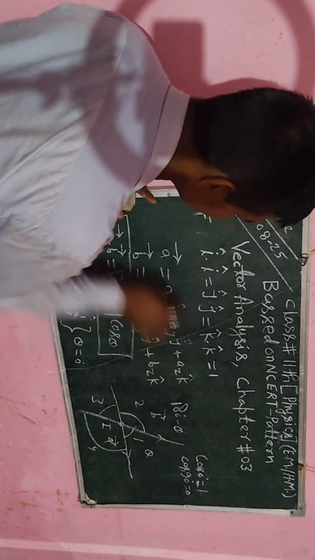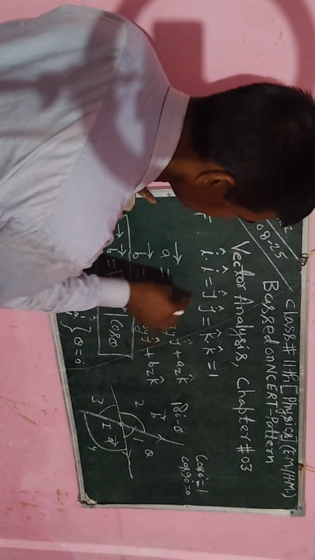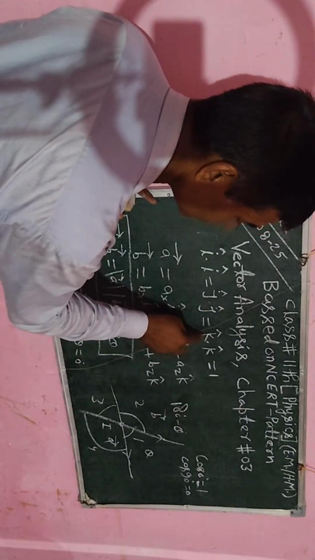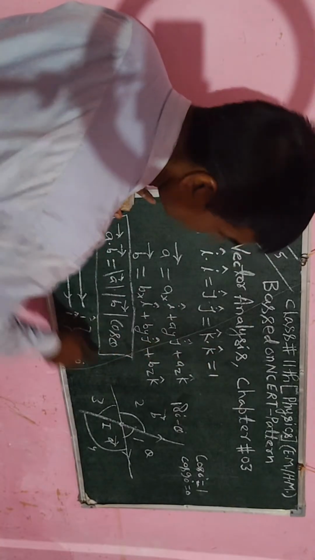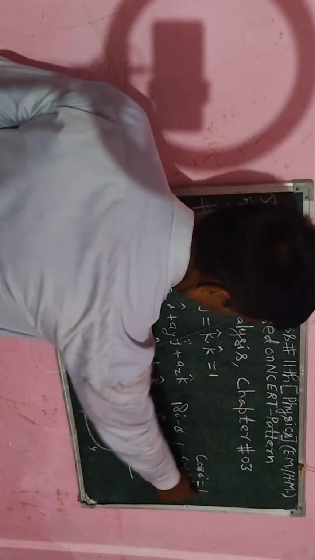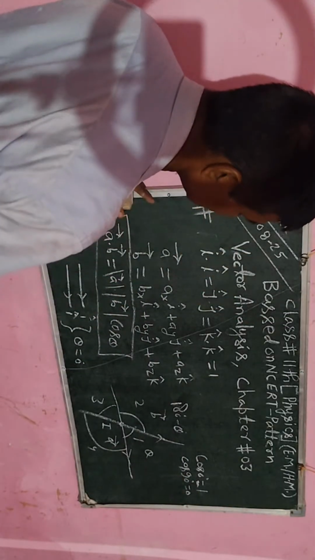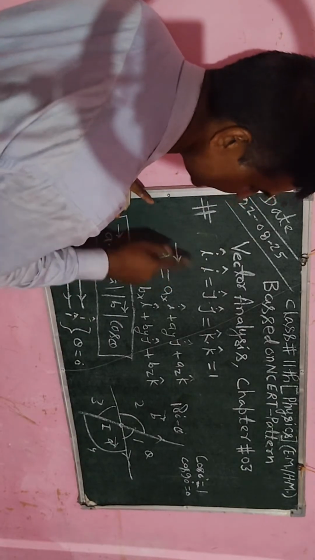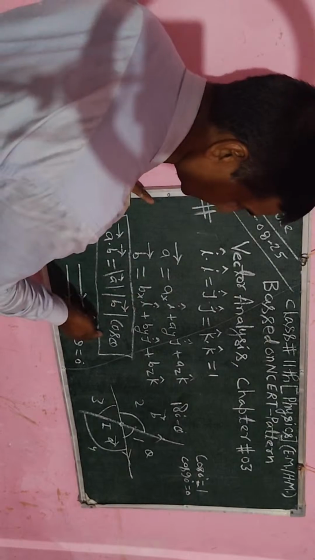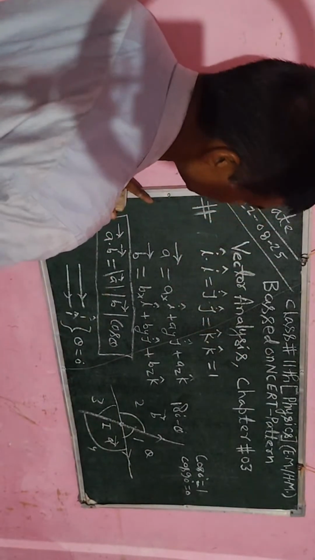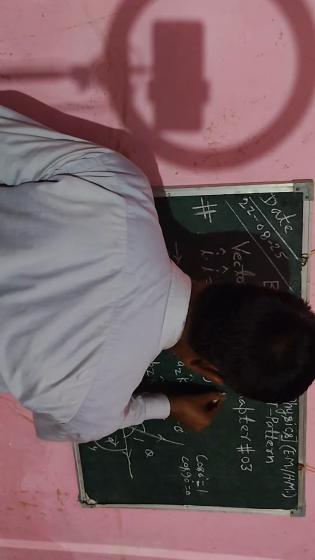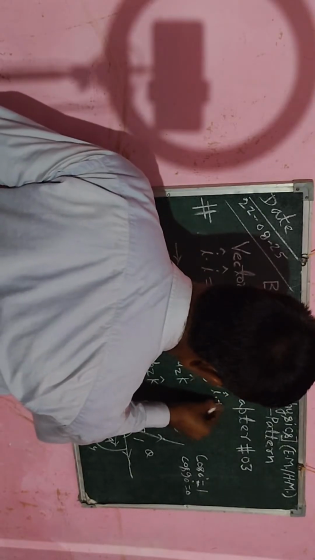Each and every student needs to remember this identity: i into i is 1, j into j is 1, k into k is 1, because the angle between these two vectors is 0 degree and cos 0 degree is equal to 1. Now if I take two vectors, one vector i and the other j, the angle between i and j will be 90 degree and cos 90 degree is equal to 0, so the right-hand term will be 0. The next information I will also write here: vector i cap into vector j cap.